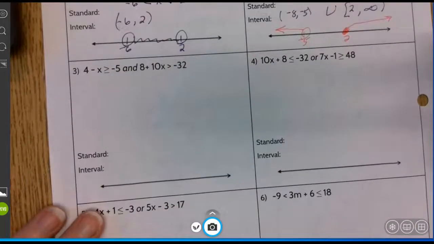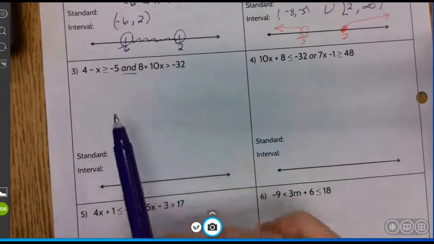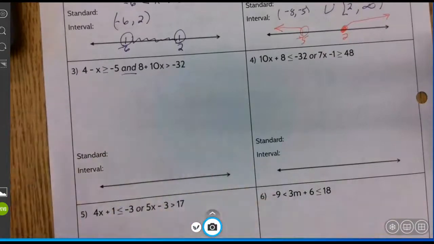Okay, number 3. We're going to solve. We're going to do it as an and. Okay? So now I'd like you to try that one on your own, solving both of those inequalities, and then we'll talk at the end. Solve the inequality. Go.